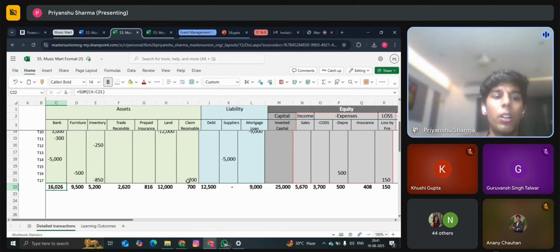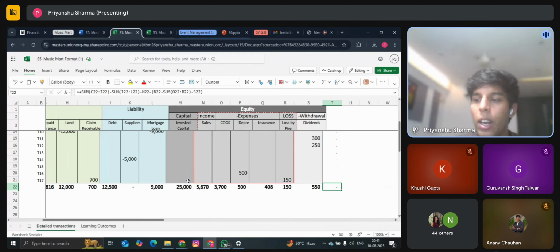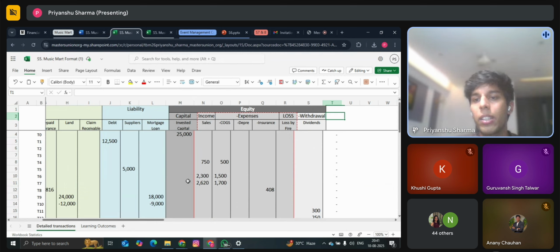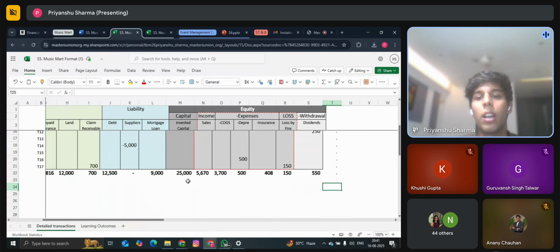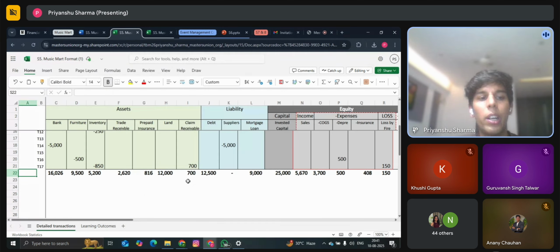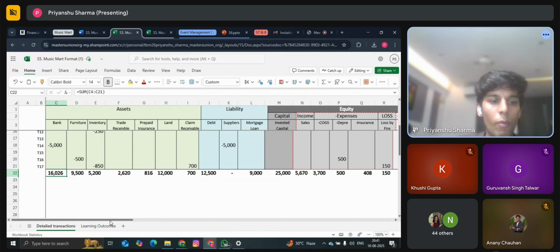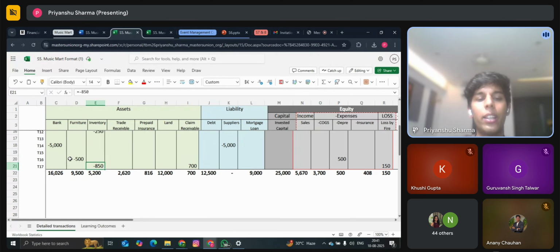Yeah, we're done with the 17 transactions inside Music Mart. Here the asset and liability sides are automatically tallied, and you would see that there are no remaining dashes on this side. That means all of our transactions have been tallied for the assets equals liability plus equity part. This is how the entries are going to be asked in the test tomorrow as well.